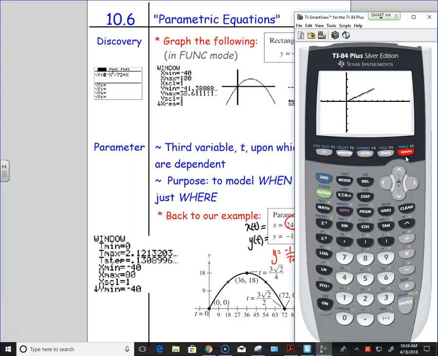But think of what the calculator is doing. T is time. So when you're telling it, hey, I want you to graph from t equals 0, stop when t equals 2.12, and by the way, only plug in every 1.3, you're only telling it to plug in 0, plug in 1.3, and then it's like, well, I'm done. And so that connects the 2 points, and you're like, well, that's a horrible picture. It's supposed to be a parabola.